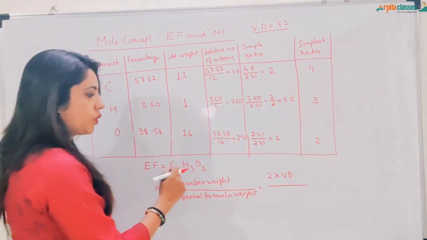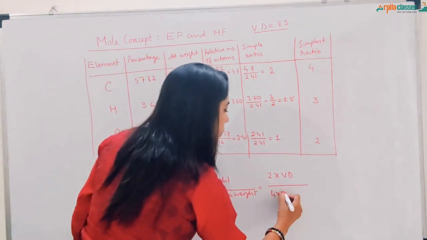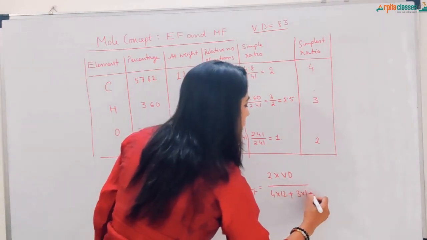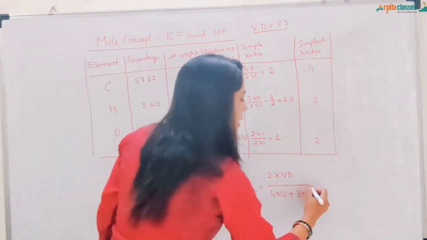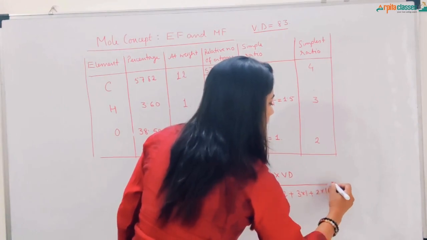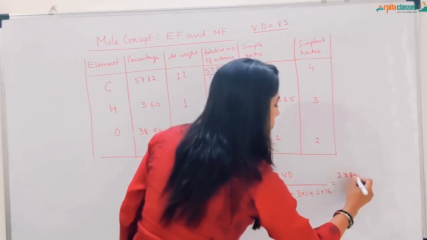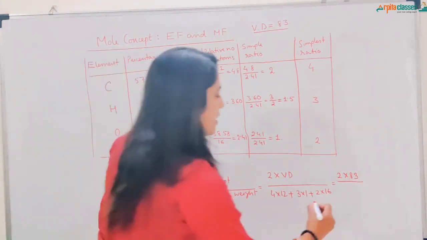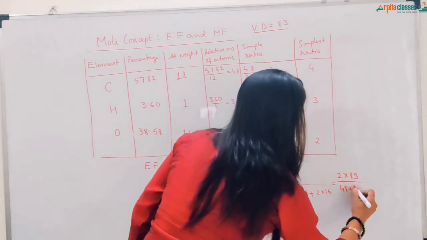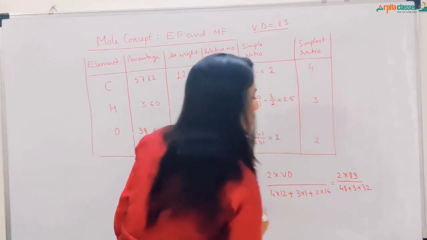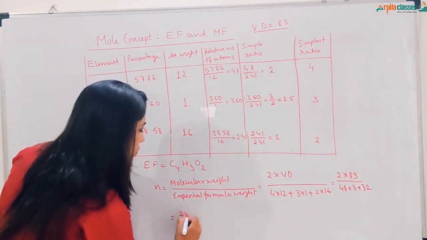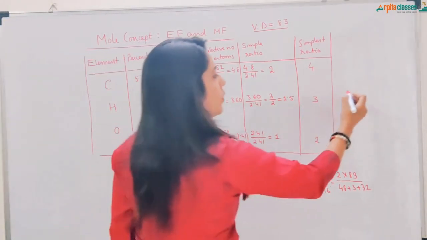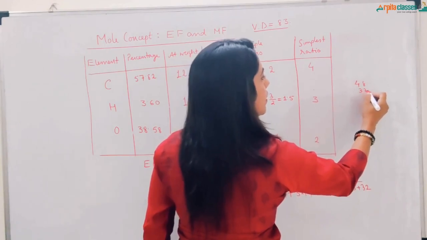from here we can get it actually 4 into 12. So I am doing it here, 4 into 12 plus 3 into 1 plus 2 into 16. So it's coming 2 into vapor density is given 83 divided by 12 into 4, that is 48 plus 3 plus 32. So let us see what is it. 2 into 83 divided by 48 plus 32 plus 3.